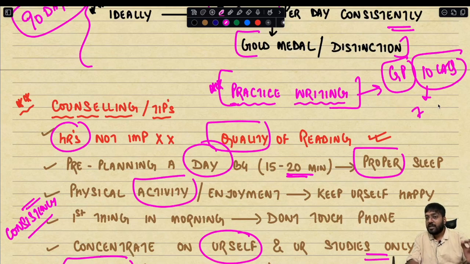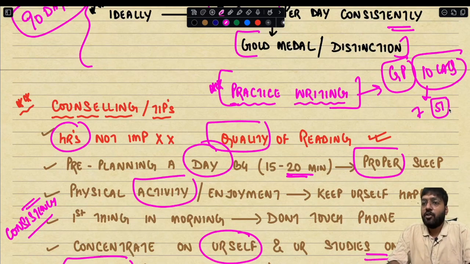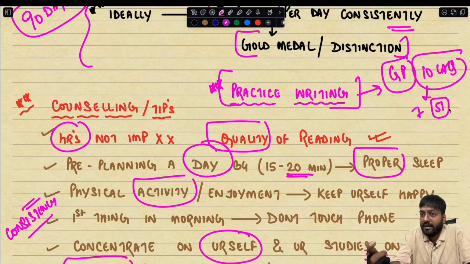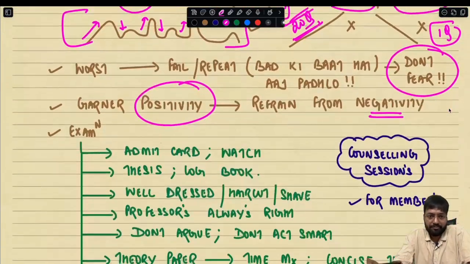The girl just got 51 in general path because she could not write 3 questions. She knew the answer, she knew about it, she barely made it. Okay, so remember, this part is very important. The practice of writing is important.